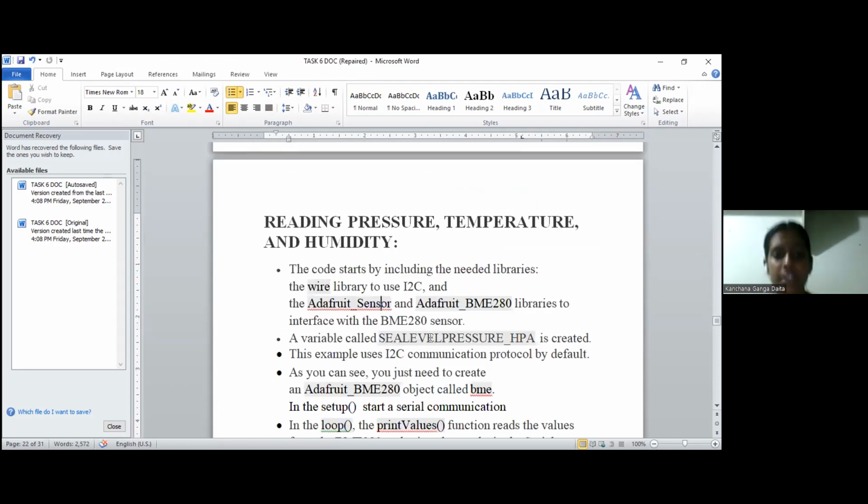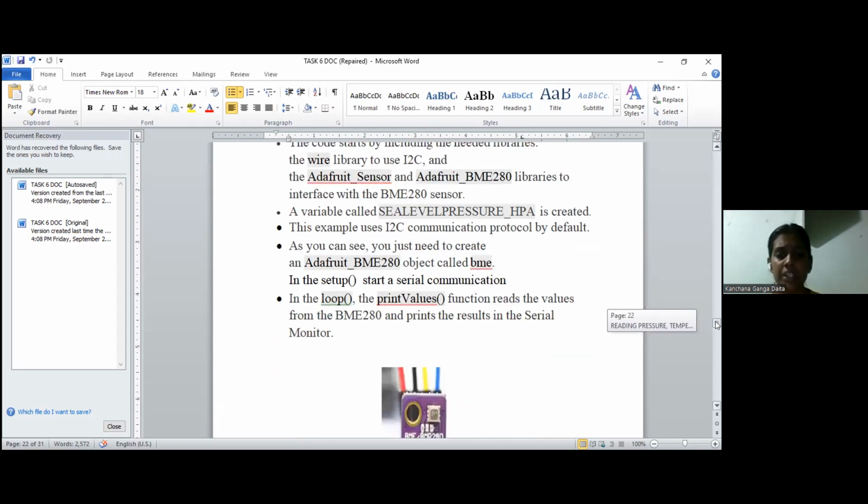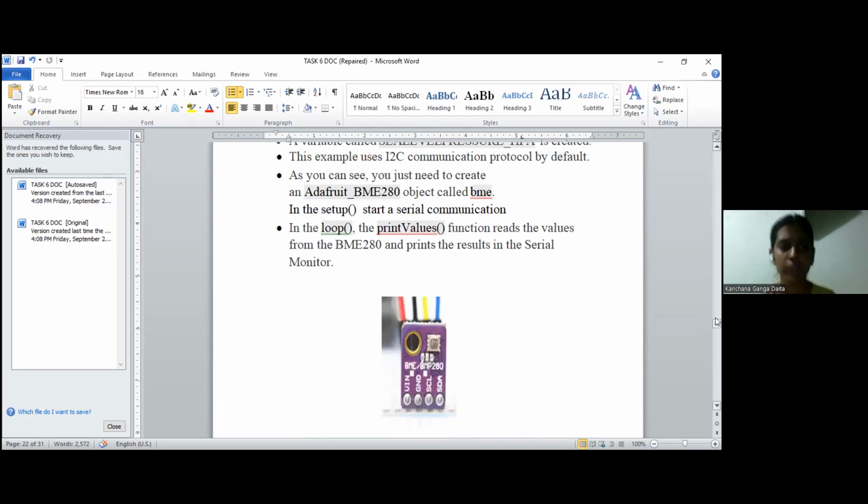So how does it measure the pressure, temperature, and humidity, like how does it read? There is an algorithm which it follows. Firstly, we have to bring in the inbuilt libraries such as the Adafruit Sensor and Adafruit BME280 library. These interface with the sensor automatically whenever we include these inbuilt libraries. After that, we need to create a variable called SEALEVELPRESSURE_HPA. For example, if we are measuring at sea level, we can use that, or else we can use it according to the area. And this is based on the I2C communication protocol.